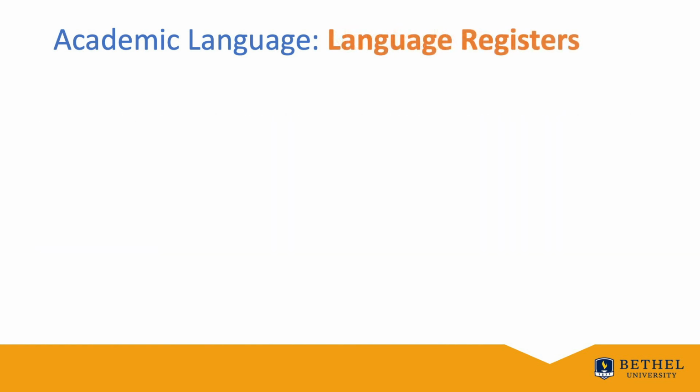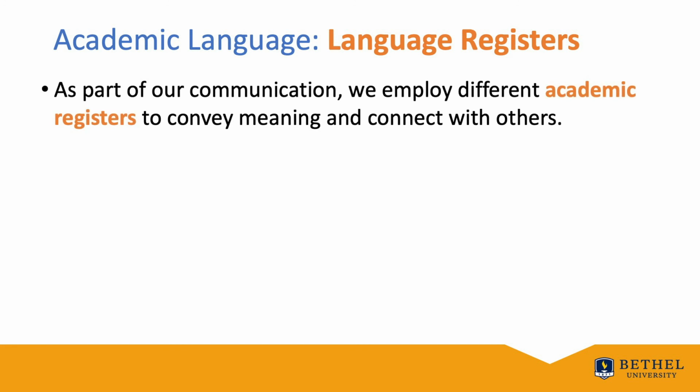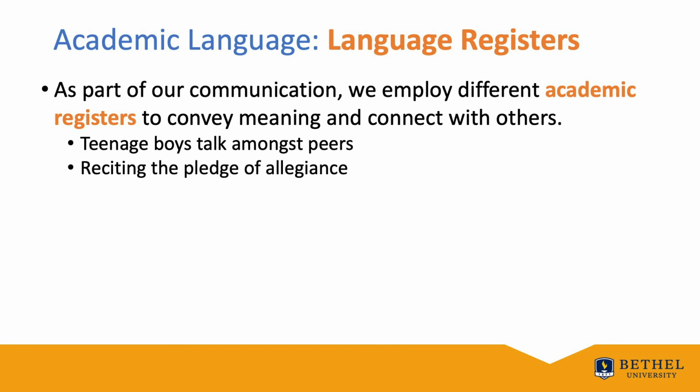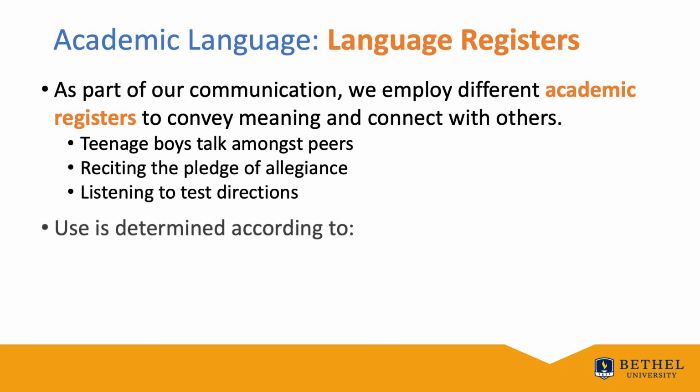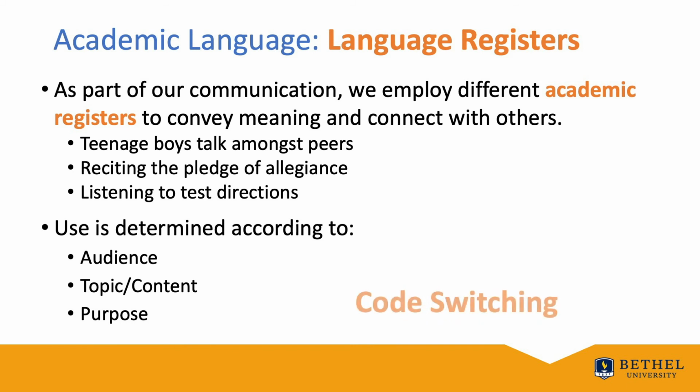Academic language is one means by which we help students become insiders. And as part of our communication, we employ different academic registers to convey meaning and connect with others. Now, examples might include teenage boy talk amongst peers, reciting the Pledge of Allegiance, and listening to test directions. Registers are determined according to the audience, the topic at hand, and the purpose of the message. This necessitates what is known as code switching.